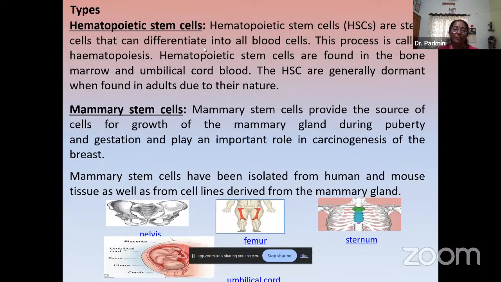Mammary stem cells. These are in the mammary glands. They provide the source for the growth of the mammary glands during puberty and gestation, and play an important role in carcinogenesis of the breast. This is one problematic area, where we have a lot of cancer cells also present in the mammary glands, and that's the reason why we have breast cancers. Of course, with our immune system, we are able to control those carcinogenic cells. Mammary stem cells have been isolated from human and mouse tissue, as well as from cell lines derived from the mammary glands.